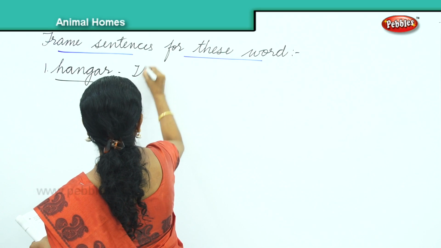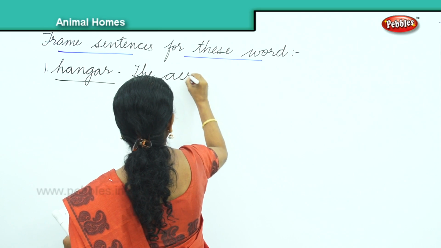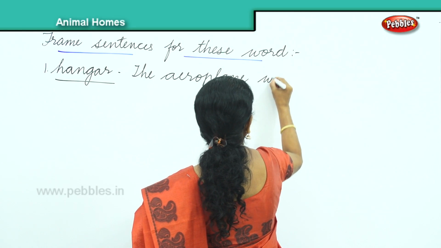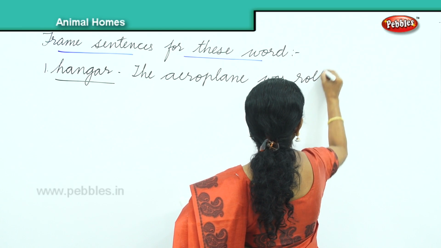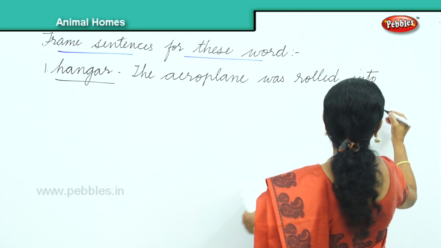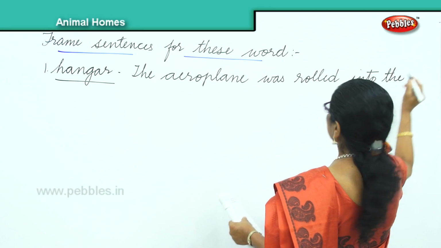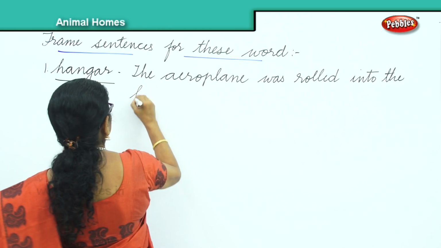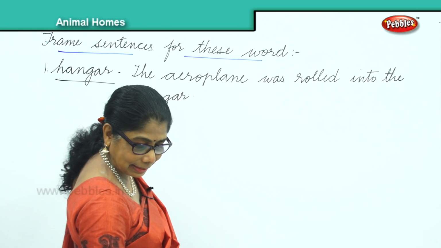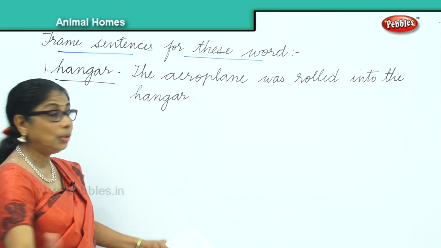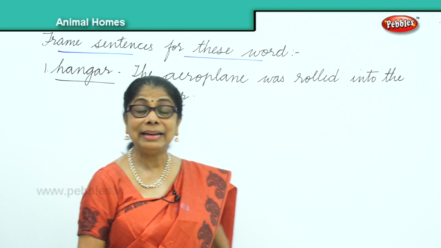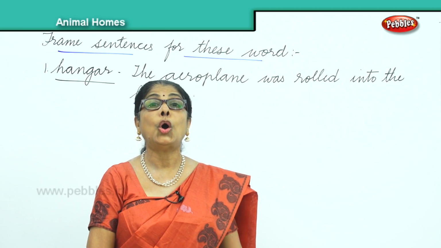The airplane was rolled, it moved in, rolled into the hangar. Now look at the sentence. The airplane was rolled into the hangar. That is the place where they keep the airplane safe or for repair.